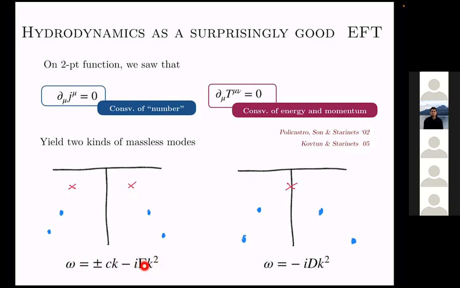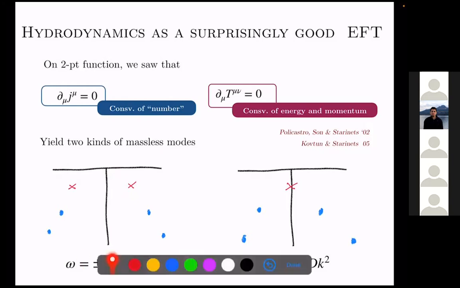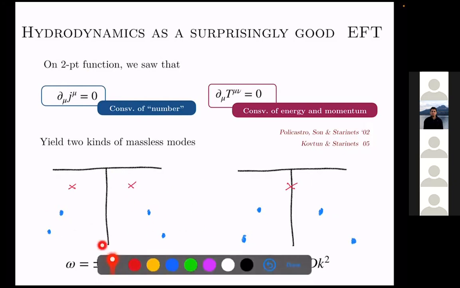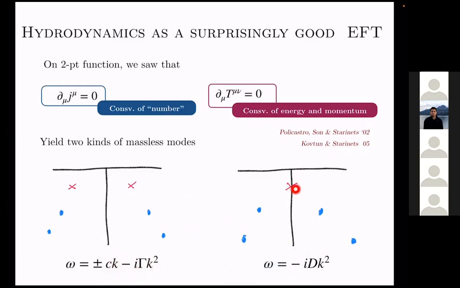You can derive this by doing the Fourier transform of these equations, and then trying to solve them, whichever way you prefer. But I would just keep saying that these are poles of 2-point functions on the complex plane, which is something that you see in holography. Okay. So this is a sound mode, and the other one is a pure imaginary mode, where omega is minus i D k squared, and this is called the diffusive mode.